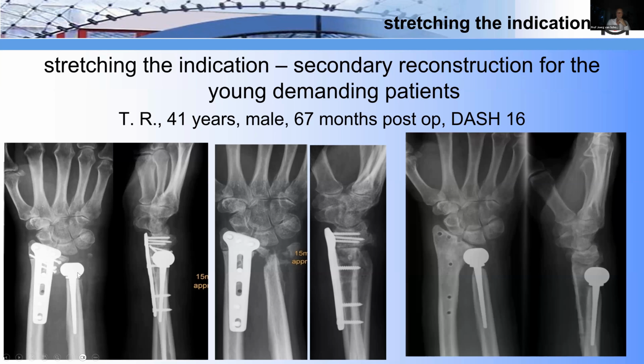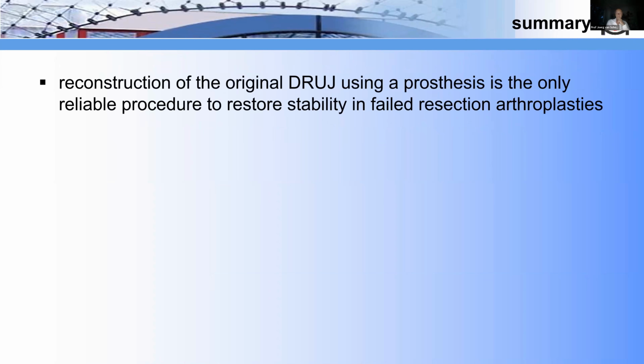Unfortunately, we did see him one last time about 67 months after that reconstruction, because we had to remove these screws as they were rubbing on the ceramic head. So we removed the whole hardware, and at that time he had a DASH of 16, and we have tried ever since to bring him back for a review, but he comes from about 400 kilometers away, and he says, I'm not going all that way, only to see you. I'm happy with what I'm having.